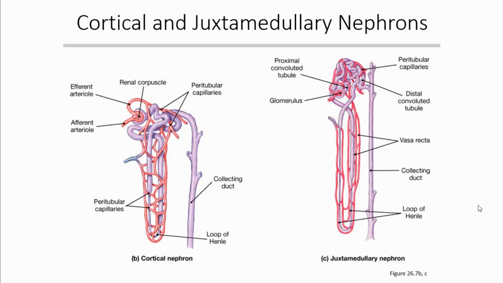And so looking at the cortical and juxtamedullary nephrons, in this cortical nephron, we can see the afferent arteriole feeding into the glomerulus. Leaving the glomerulus is the efferent arteriole. Then we're going to have these peritubular capillaries, which are going to surround basically the proximal and distal convoluted tubules, and also the loop of Henle. A little bit different over at the juxtamedullary. We have the peritubular capillaries, and they're going to be surrounding the proximal and distal convoluted tubules. Then we have what's called the vasa recta, which surrounds the loop of Henle.